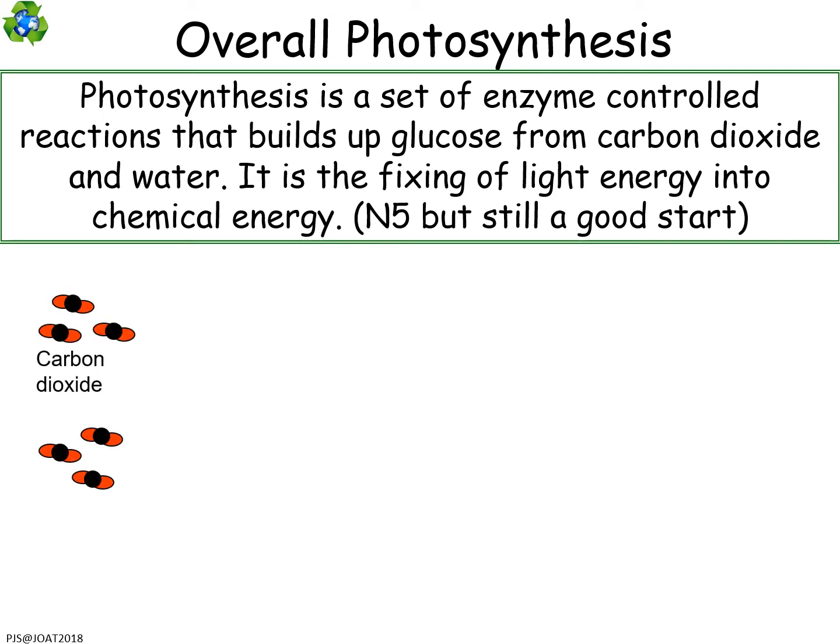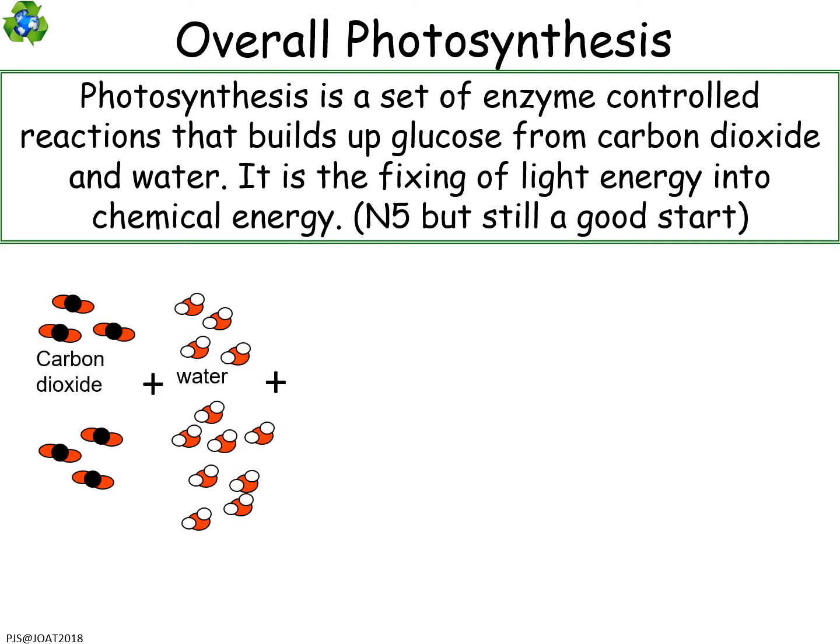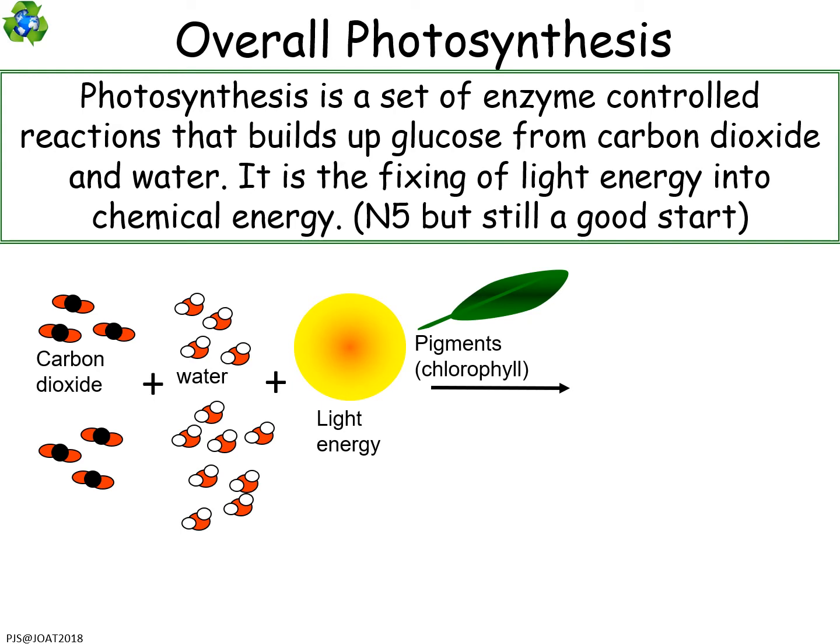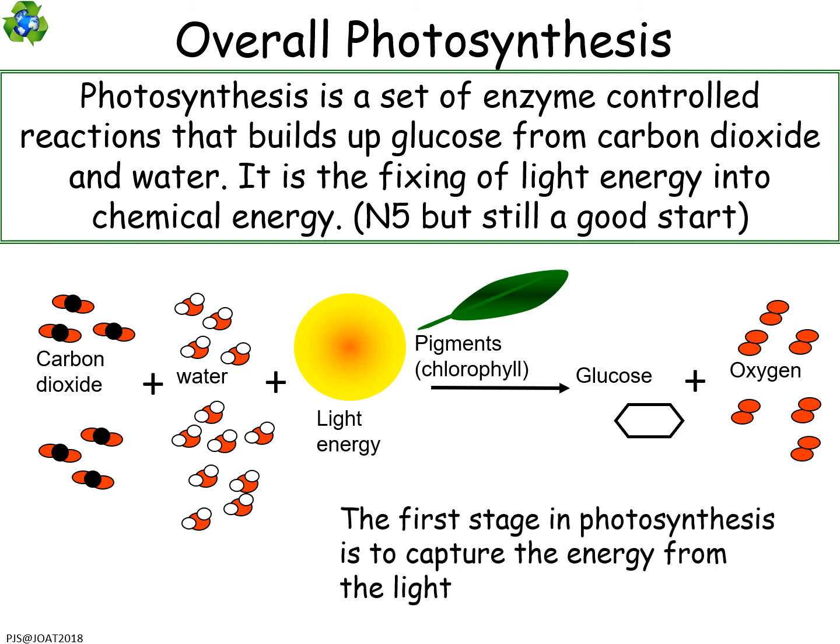Okay, and here is your overall equation. Again, nothing too complicated or different. I have put pigments rather than chlorophyll just because we need to talk about that one in more detail, and glucose and oxygen given out. That's fine. Okay, this is your overall summary equation for photosynthesis. Our first stage is to catch the energy from light.